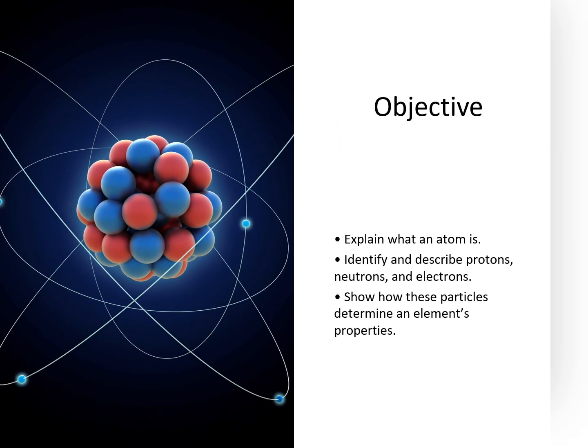So my objective is to explain what an atom is. We'll cover three things. First, what an atom is. Second, the three main subatomic particles: protons, neutrons, and electrons. And finally, how these particles determine the identity and behavior of an element. So let's go.